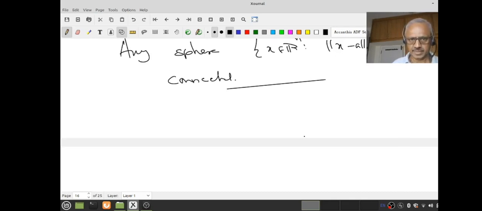So we have seen in Rn that vector subspaces are connected, and translates of vector subspaces are connected. In particular, if I think of them as planes in R3 etc., they are going to be connected. And the next important thing is a sphere. We have shown that a sphere is also connected. Please go through this example.